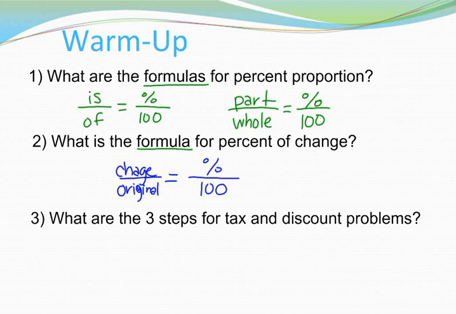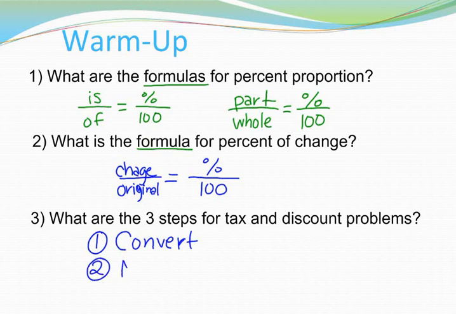The last one, what are the 3 steps for tax and discount problems? Tip is also included in that. The first step is convert. Convert your percent to a decimal. Step 2 is to multiply. Multiply your decimal by the amount. The amount of the shirt, the total bill, whatever it is. Multiply your decimal by your amount.